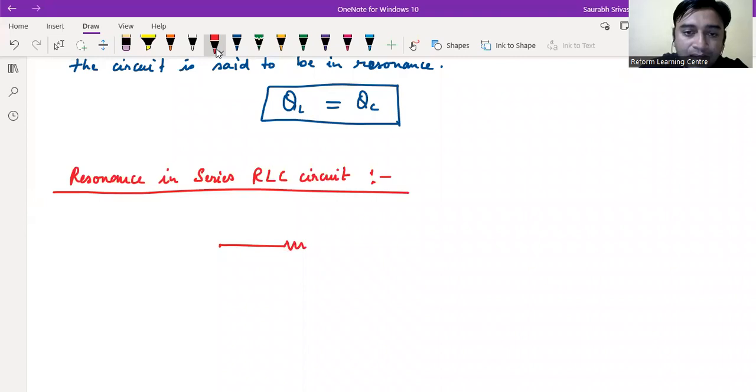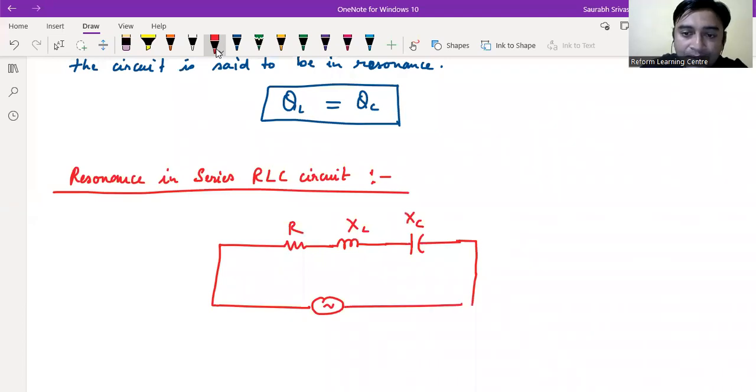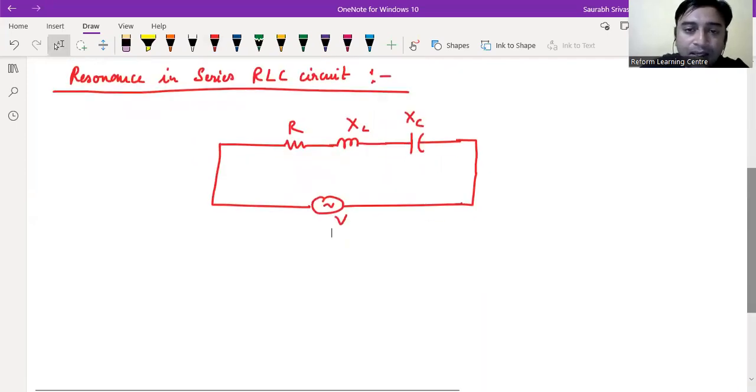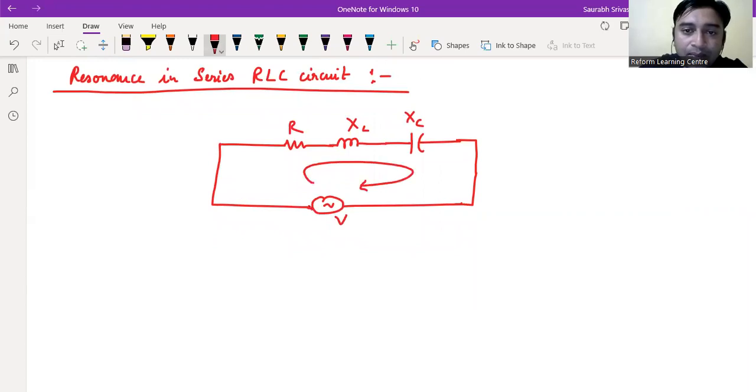Now, we have a series circuit. We have R, inductive reactance XL, capacitive reactance XC in the circuit, connected to an alternating voltage supply, say V. Clear? Now, since it is a series circuit, current will be the same in all the three elements.